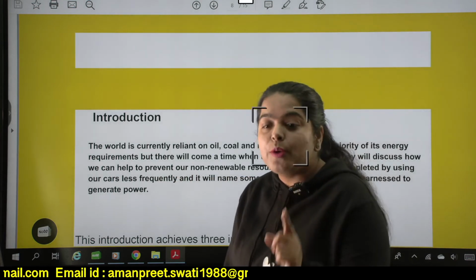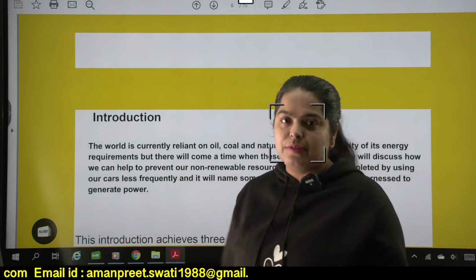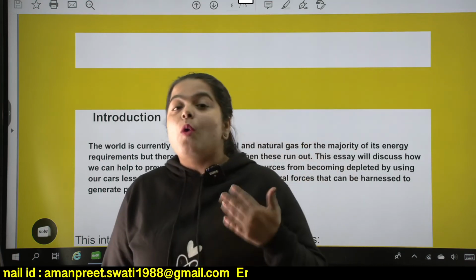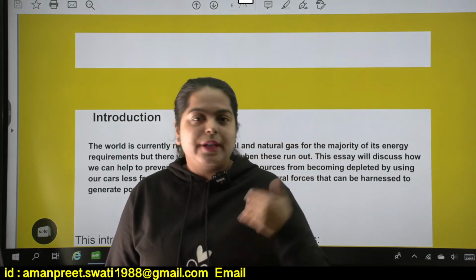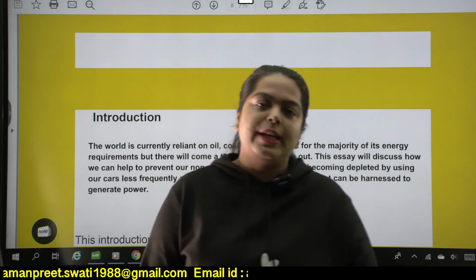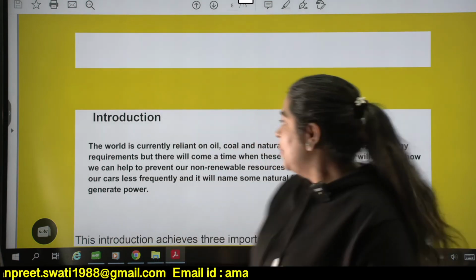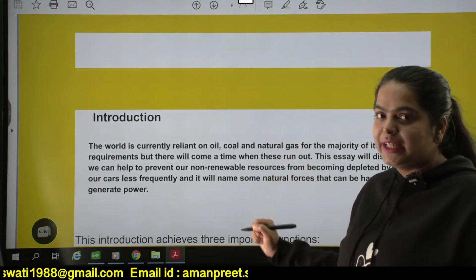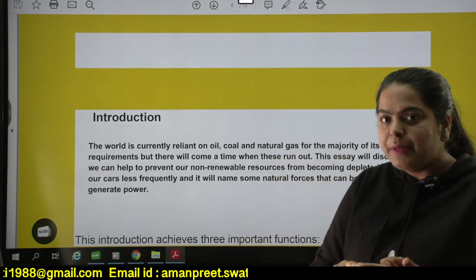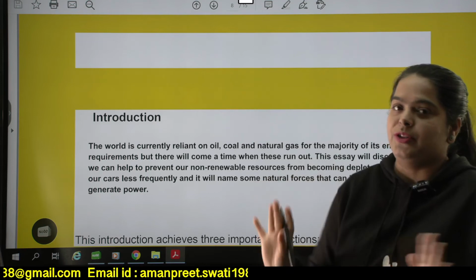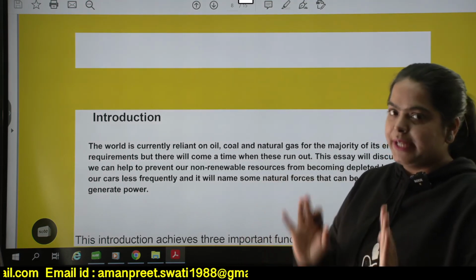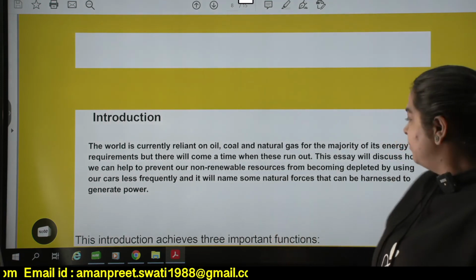So our first question was, how can we conserve the resources? Our second question was, what are the various alternatives to fossil fuels? Are there any other ways with the help of which we can generate energy? So we have finally made our introduction very clear: paraphrasing of the statement plus giving answers to both the questions. This is your introduction with respect to the IELTS double question category. Now let's move on further.